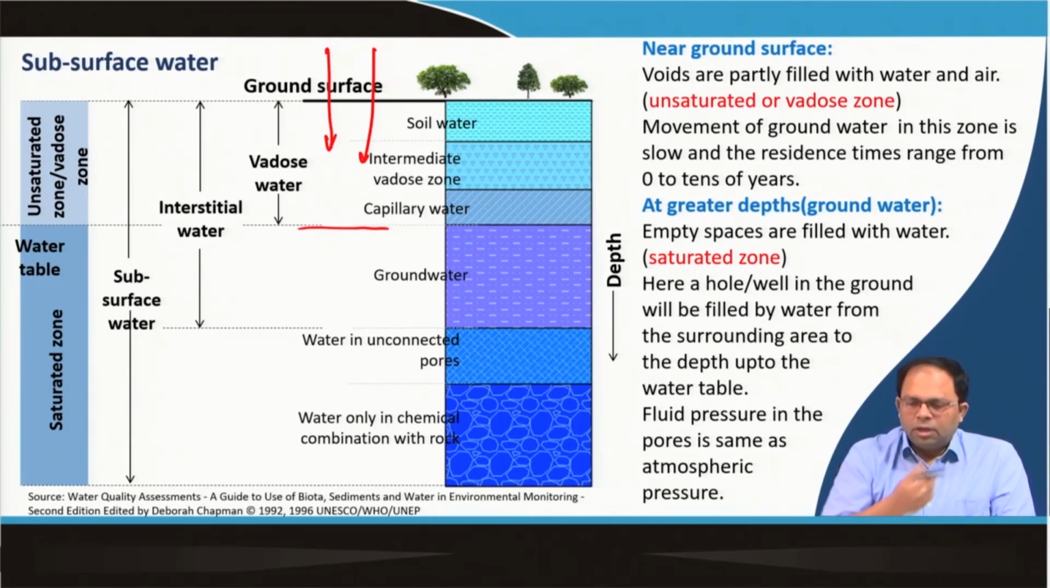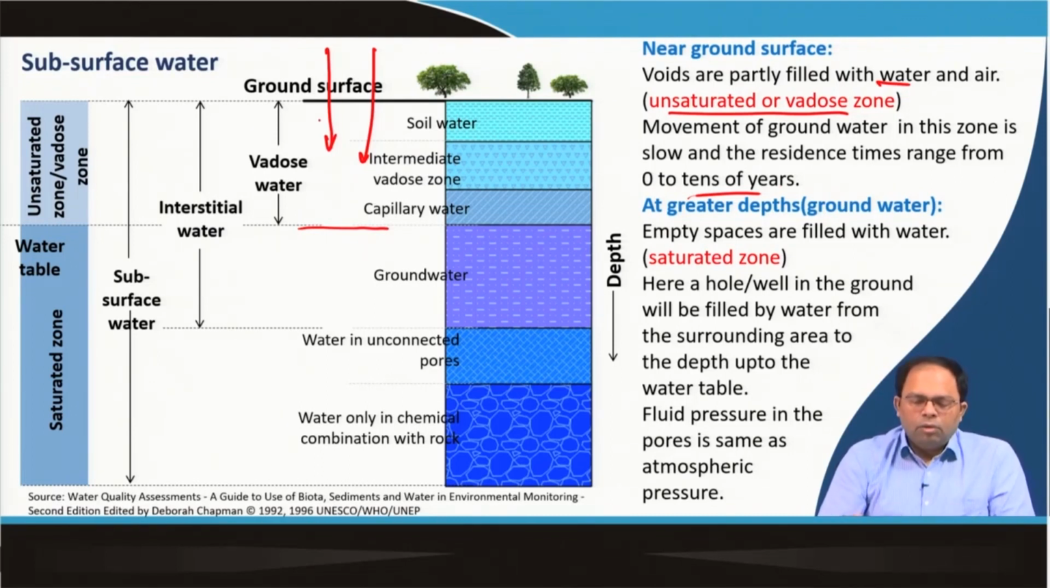Near the ground surface we see voids are partly filled with water and air. Of course, air pressure is also there. So, both water and air are there, and this is the unsaturated or Vadose zone. Movement of groundwater in this zone is slow, and residence time ranges from 0 to tens of years, depending on what kind of soil and other things. It may be very fast, or it could be even tens of years for water to reach from one zone to another.